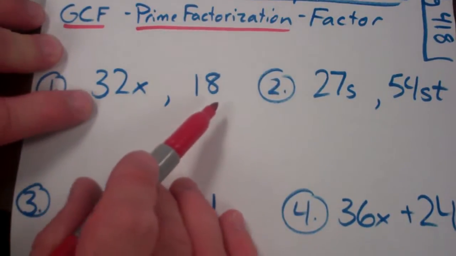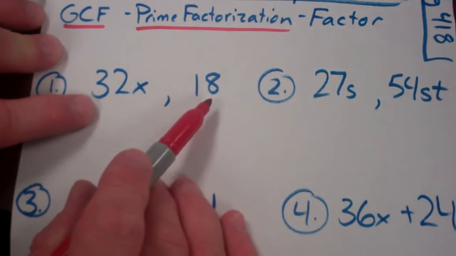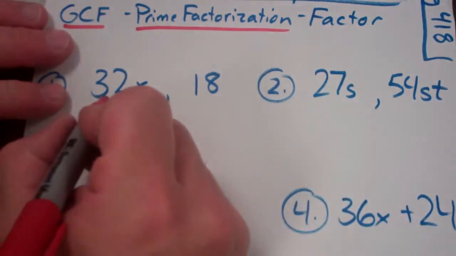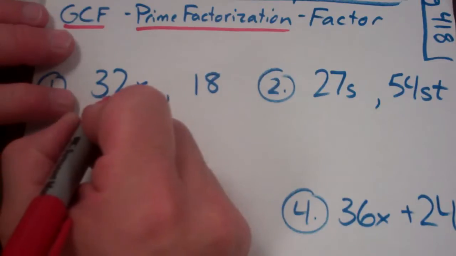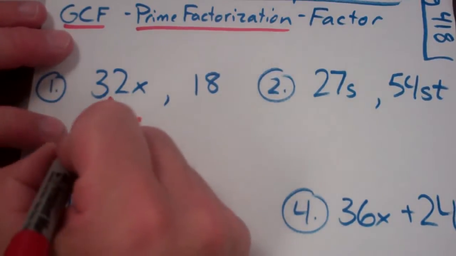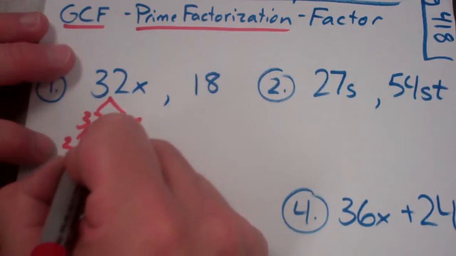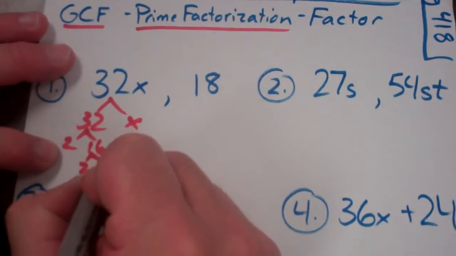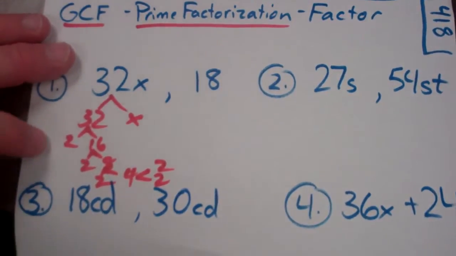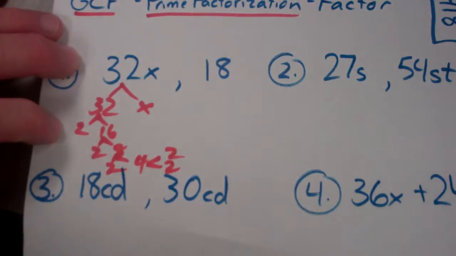I have these two things that I'm wanting to find their greatest common factor: 32x and 18. You might remember that they used to do this kind of with a tree. This is 32 times x. 32 can then be broken down into 2 times 16, which is 2 times 8, which is 2 times 4, which is 2 times 2. That got a little ugly, but that tree was kind of long.